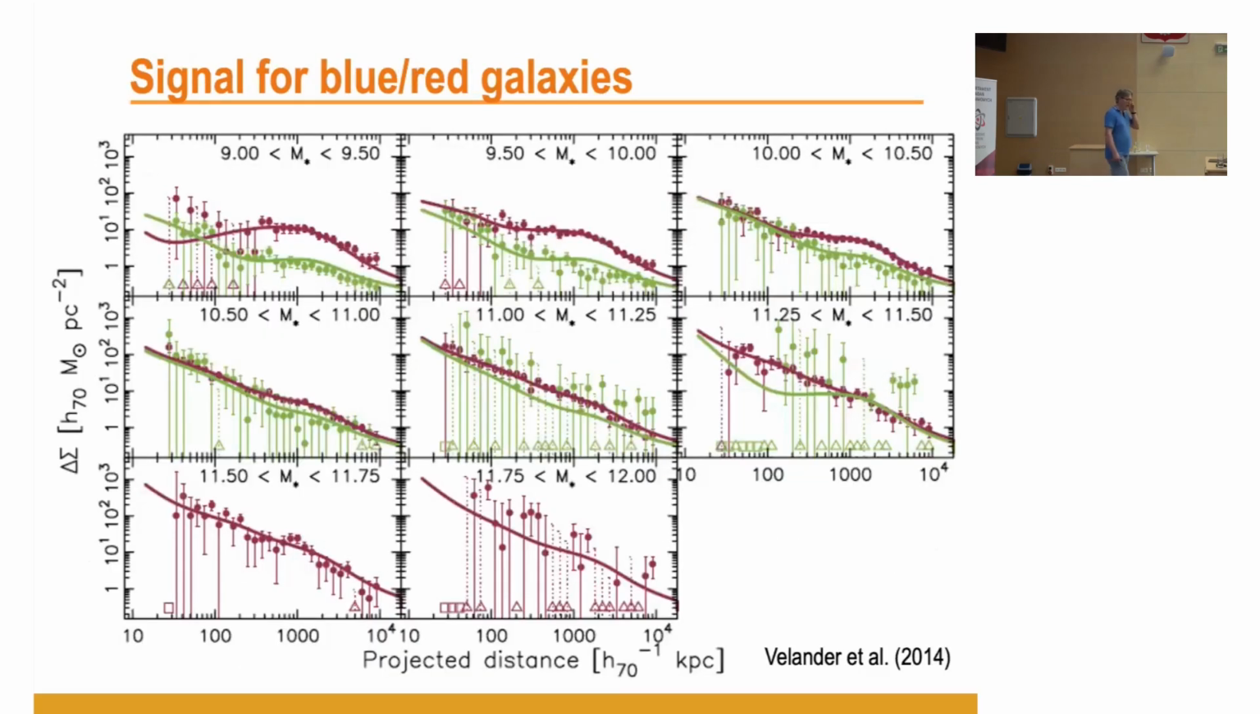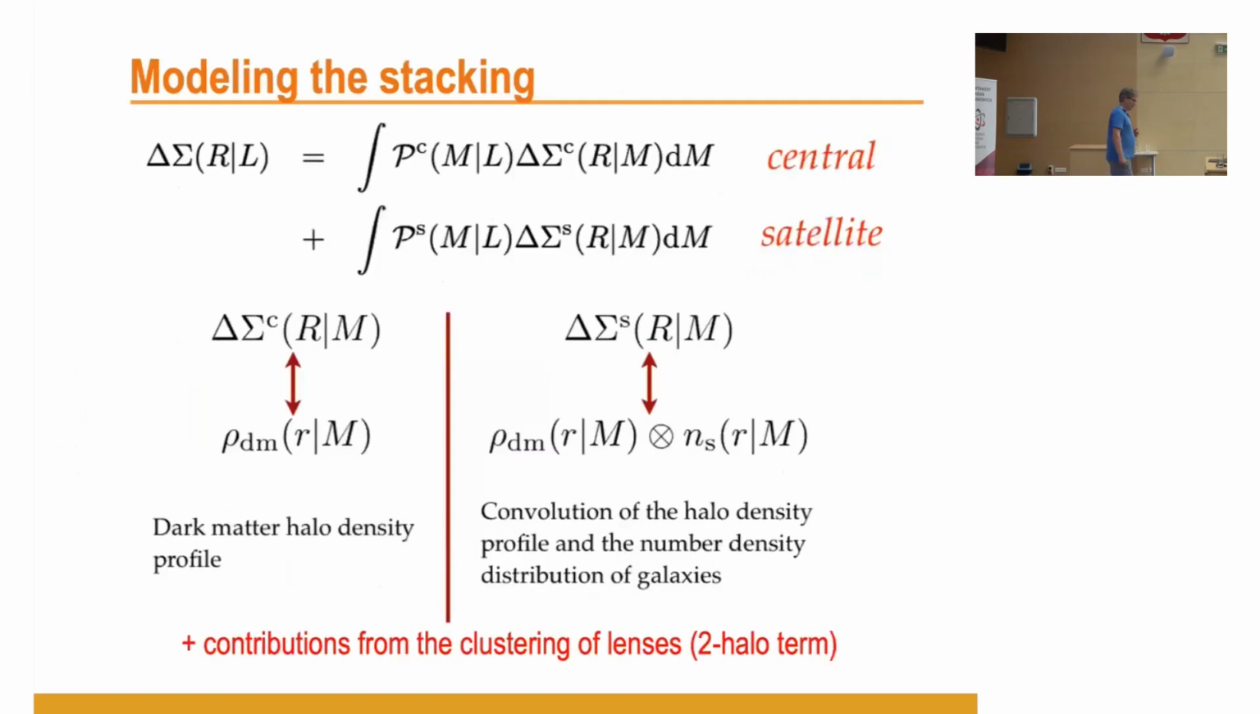And this is an older result I showed earlier, where we have a nice decomposition. And you see, as a function of stellar mass, that these signals, as I said, for blue and red galaxies, can look very, very different. High stellar masses are only red galaxies, but over here you see that they have completely different behavior. And that is the result of the stacking, because the mix of central and satellite galaxies is very different.